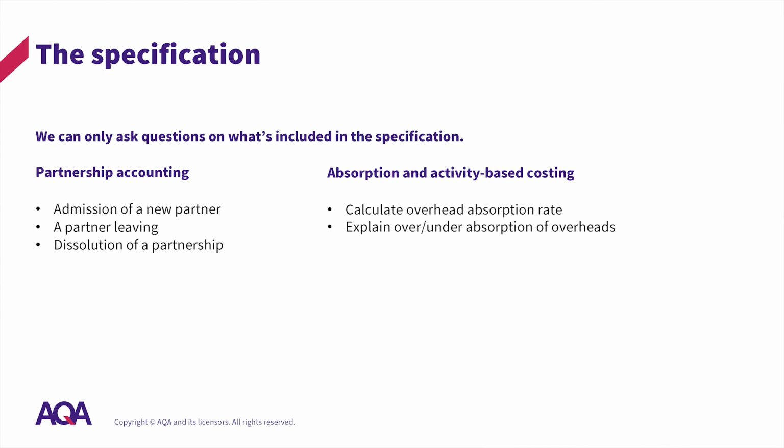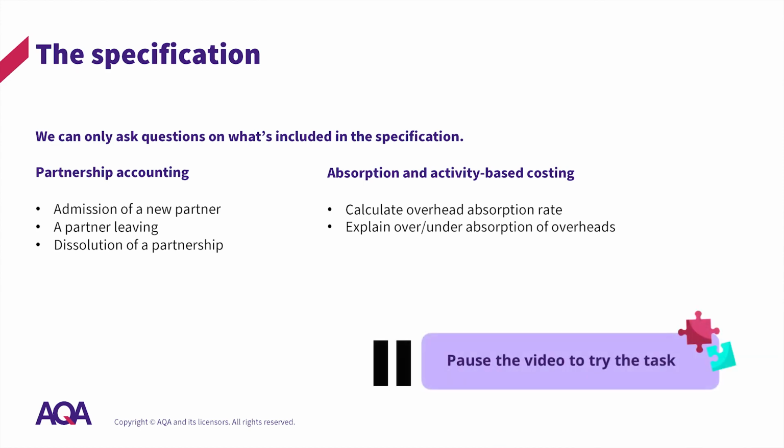Now, time for an activity. As we can only write questions on the topics stated in the specification, here are a list of potential topics from different parts of the specification: partnership accounting and absorption and activity-based costing. Use your knowledge of the specification to consider which of these topics could be used as valid questions. You may wish to pause the video now.